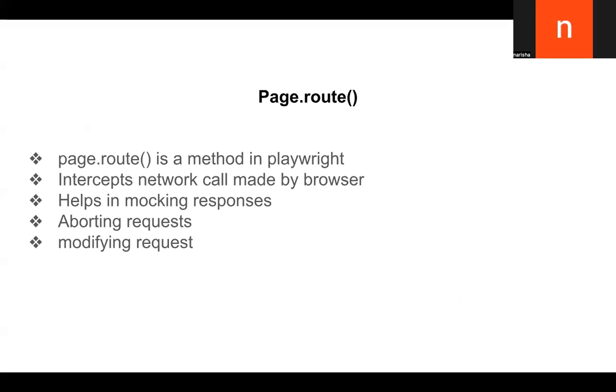Page.route will help us either to mock the service response without sending it to the server, or to abort the request and see how the browser responds. The third one is modifying the request header before sending it to the server. Let's say we want to pass the wrong username and password, or authentication wrongly, and then see how it works.